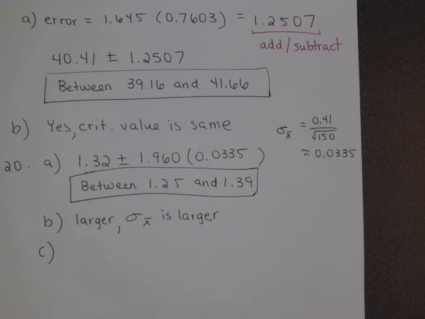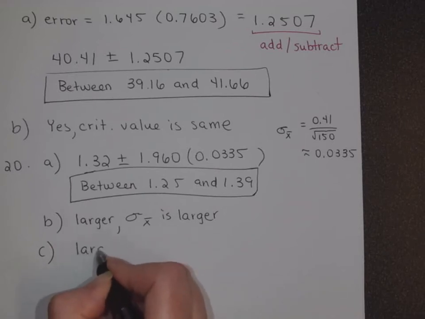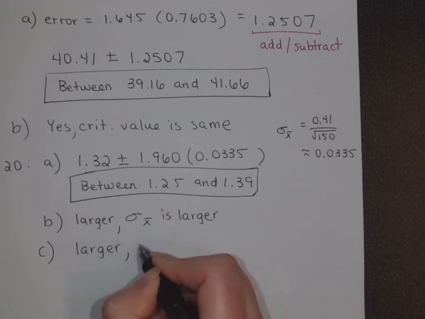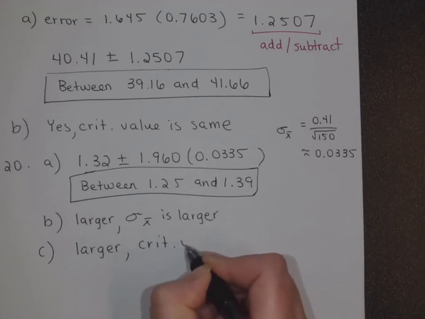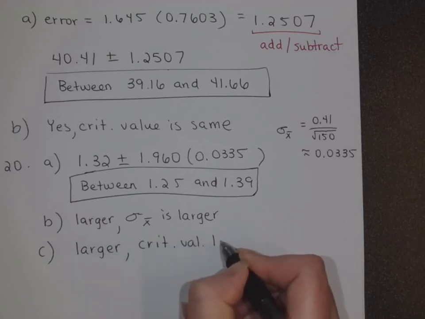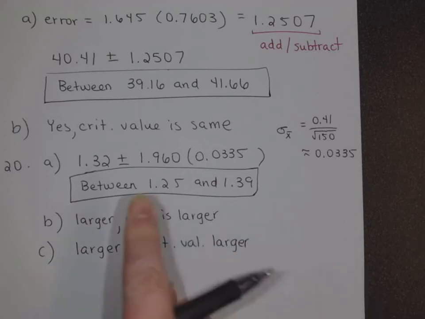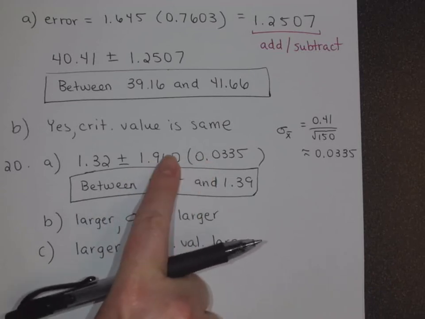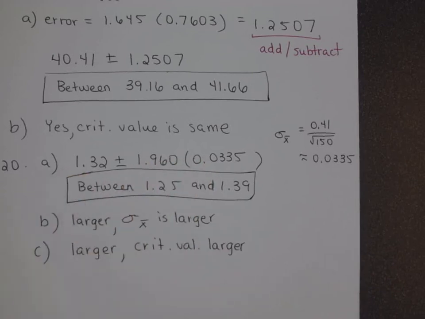Okay? Part C, if the confidence interval were 98 as opposed to 95, would the margin of error be larger or smaller? We already answered this question above, but it's larger because the critical value is larger. So notice here, if we make either one of these numbers larger, it's going to make the overall value larger. Okay, that's all that's really asking.